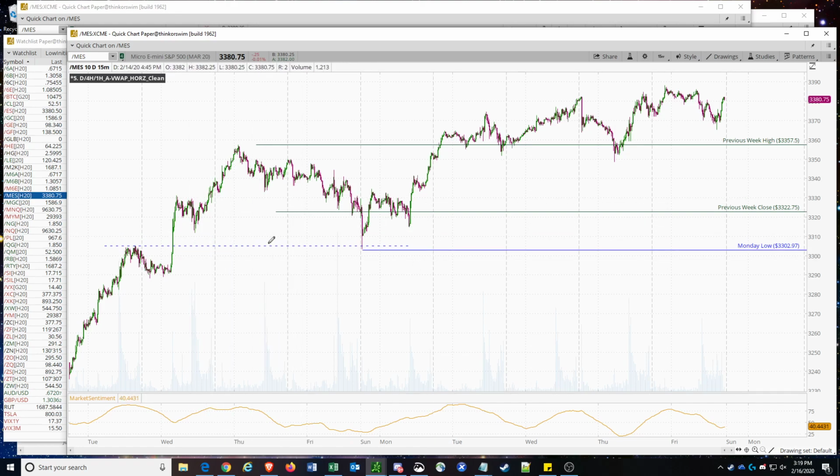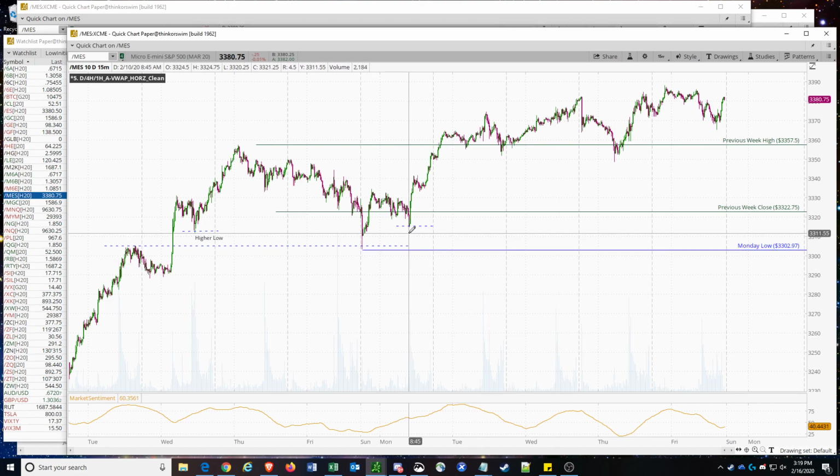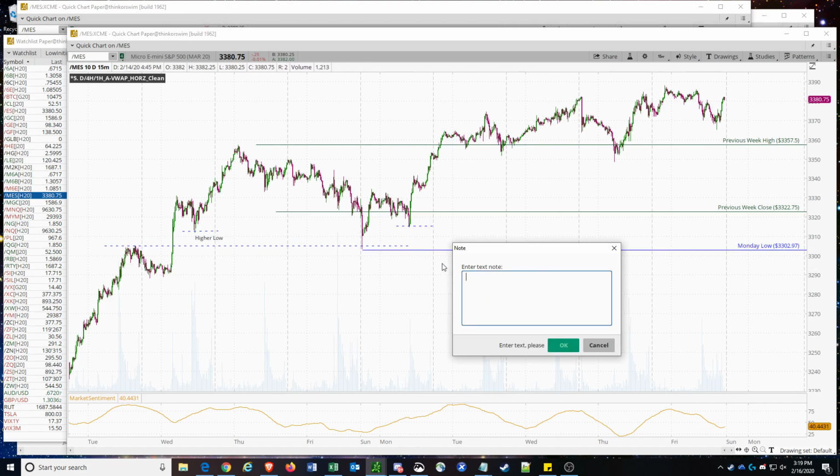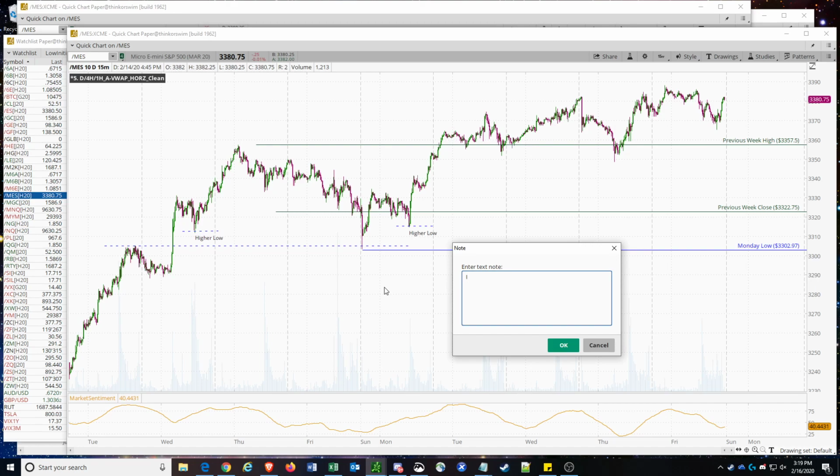And what really interested me about this was that we had two higher lows on either side of this pivot. This is the real kicker for me. And this would be termed your intermediate low.